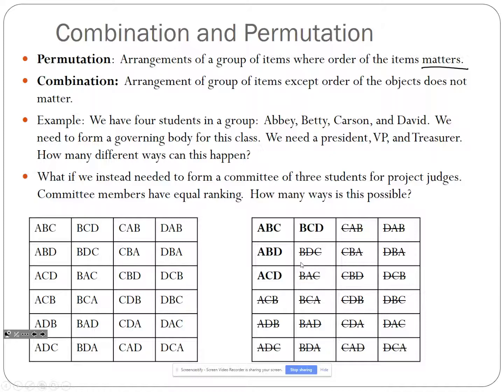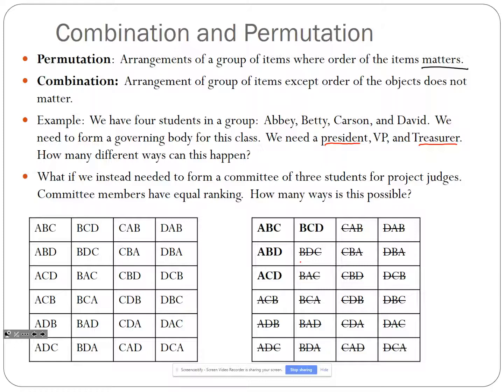So example, we have 4 students in a group: Abby, Betty, Carson, and David. We need to form a governing body for this class. We need a president, a vice president, and a treasurer. How many different ways can this happen? Well, in this case, the order that the students are chosen matters, because if you get chosen for the first slot, you're going to be president, which is very different in responsibility to the treasurer. So the order that you're chosen makes a difference here.